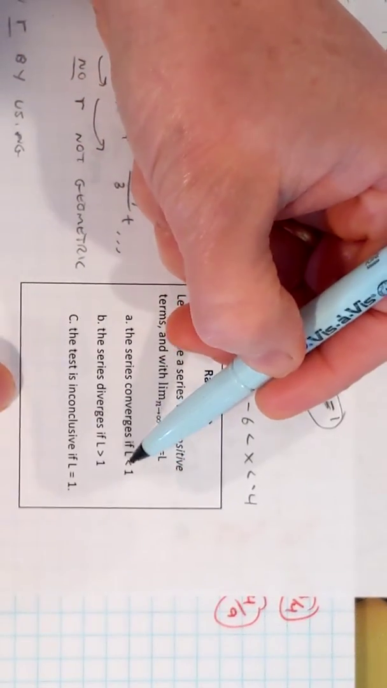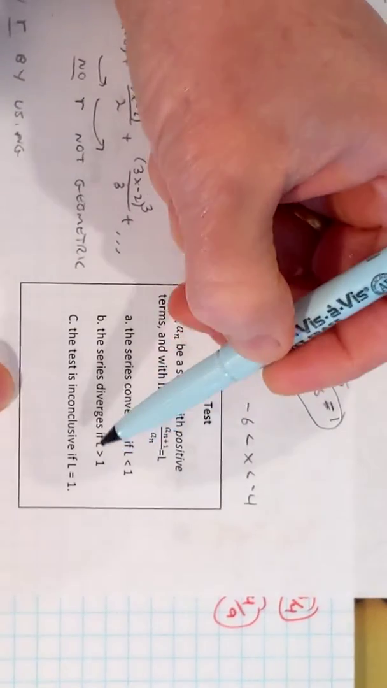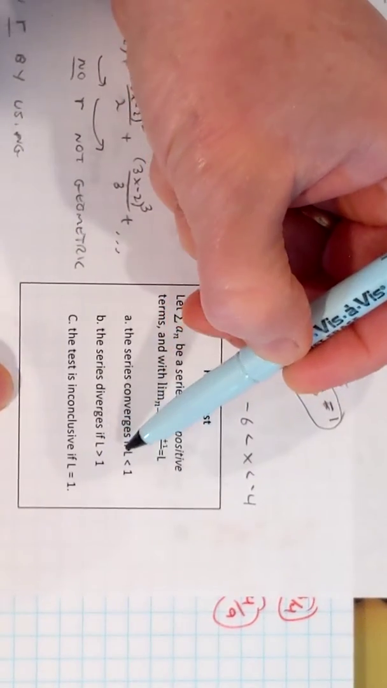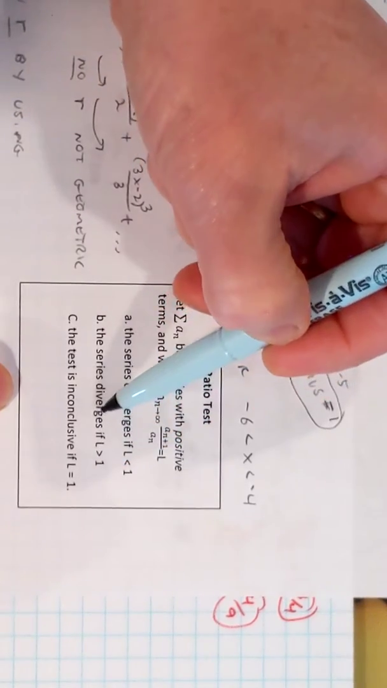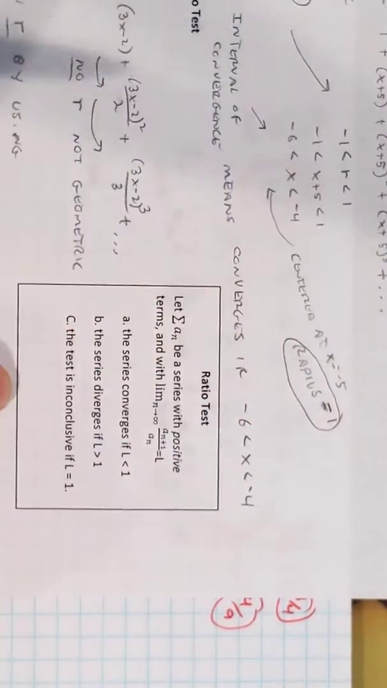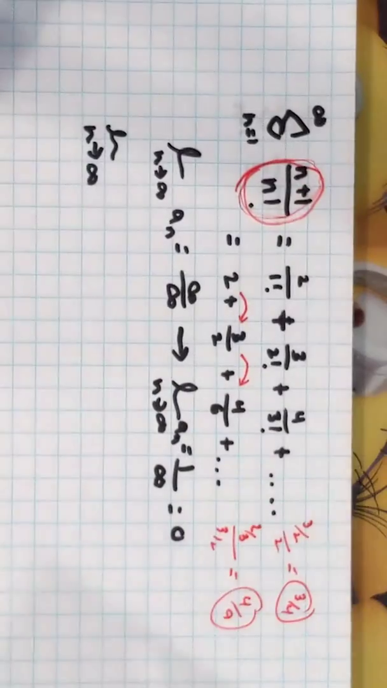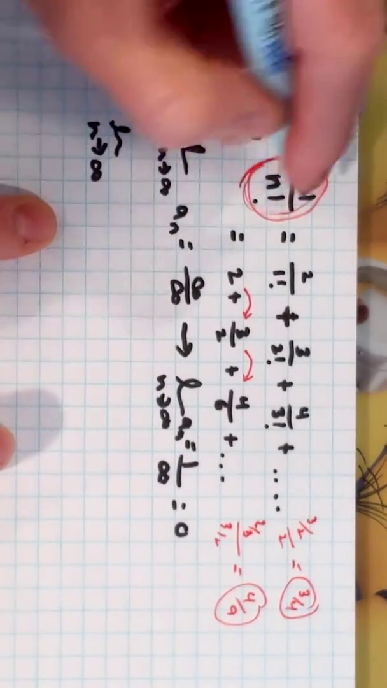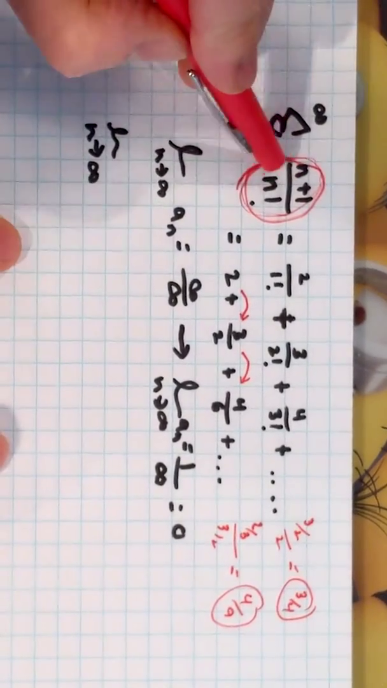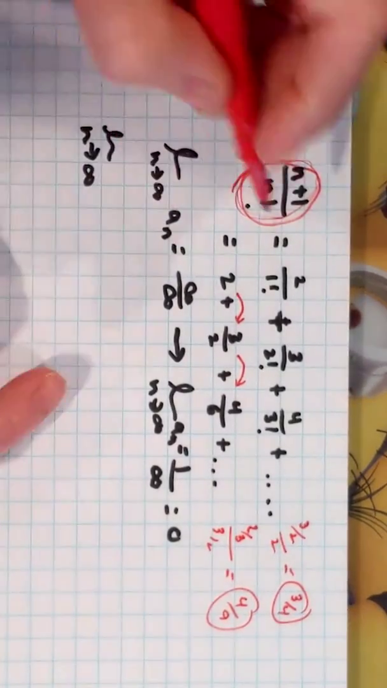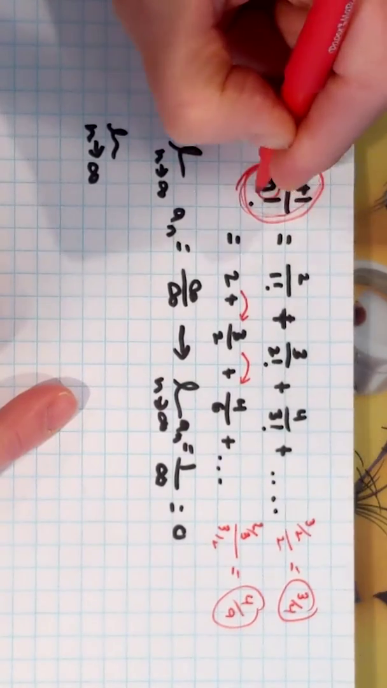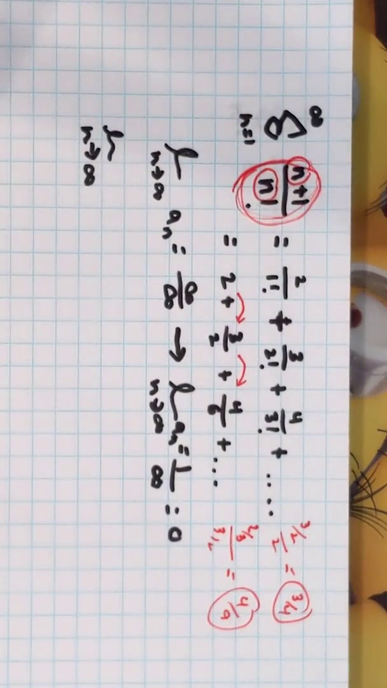And if that limit is less than 1, it converges. If it is greater than 1, it diverges. If it equals 1 is the only thing that I don't want, which means it's inconclusive. So let's test this out here real quick. So I'm going to take this term, the a sub n term, and I'm going to add 1. So wherever I see an n, I'm going to plug in n plus 1.